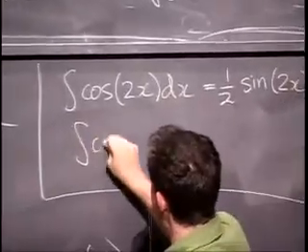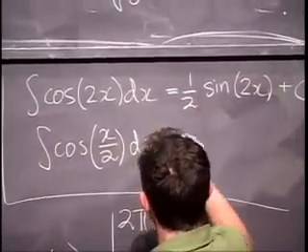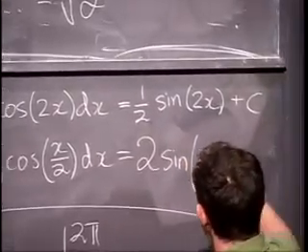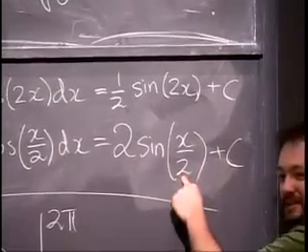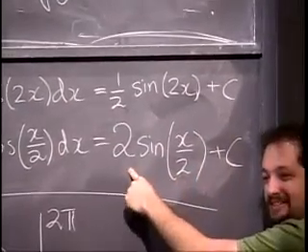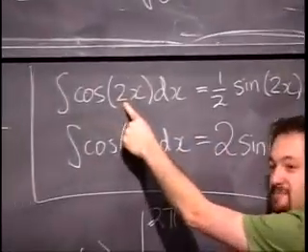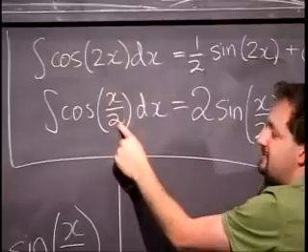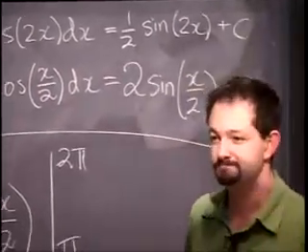I claim, on the other hand, that the integral of cosine x over 2 is 2 sine x over 2. Again, differentiate this. This time the 1 half pops out and kills the 2. So the general rule of thumb is that when you're integrating, you divide by whatever is here. And here I have a 1 half, and dividing by a half is the same as multiplying by 2.